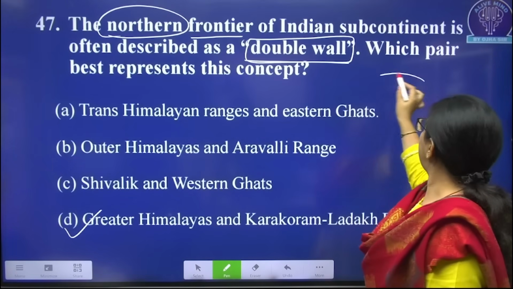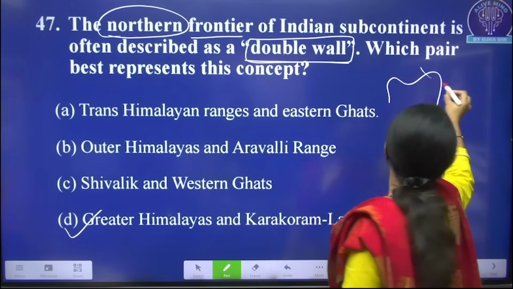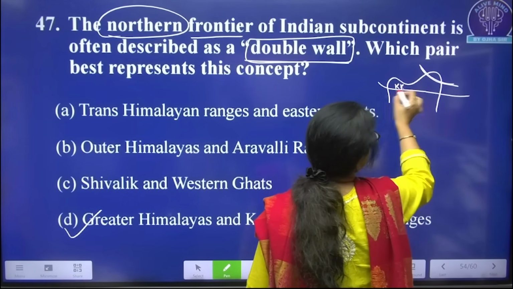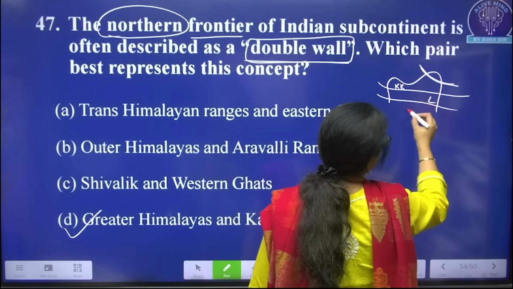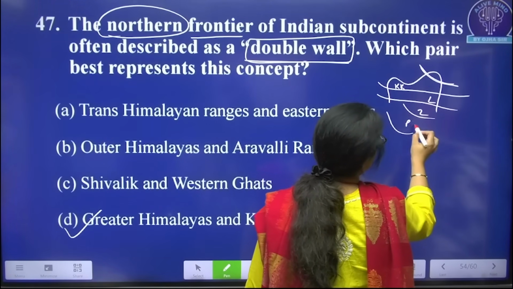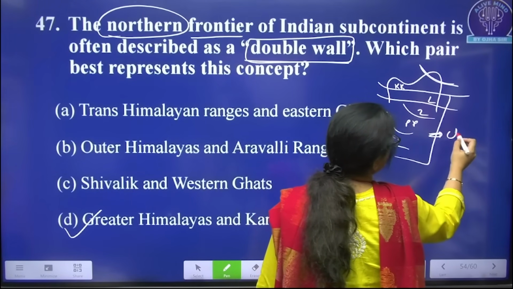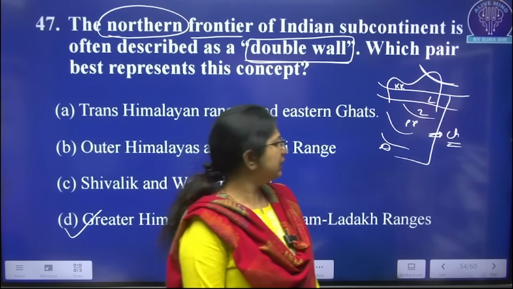When you'll go, here you will find, wait, I'll draw it. If it is this, the Karakoram range. Then you will find the other ranges, Ladakh range, Ladakh, Zaskar, Pir Panjal, then is Dhauladhar. They can also ask the chronology. PCS has asked this question.